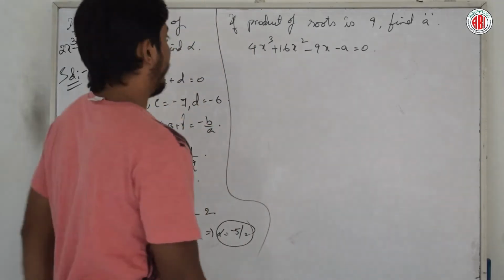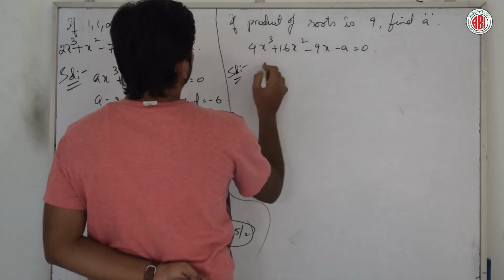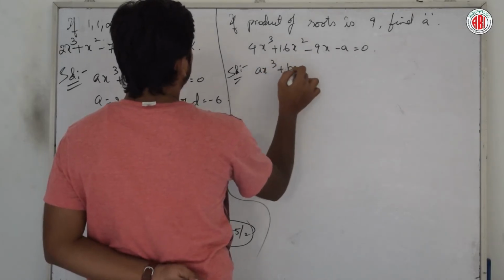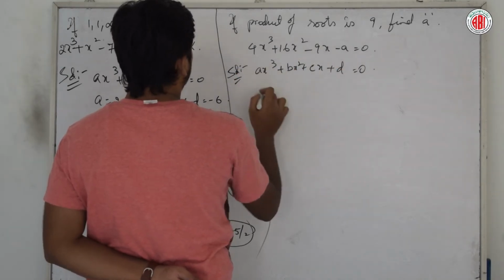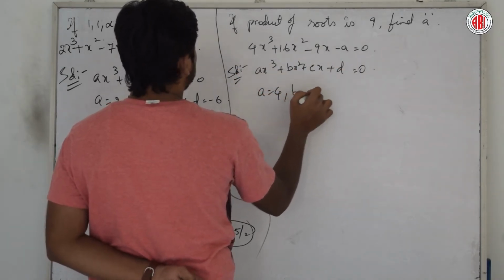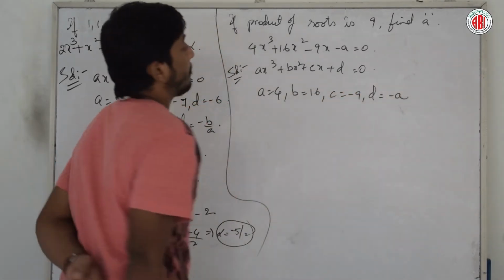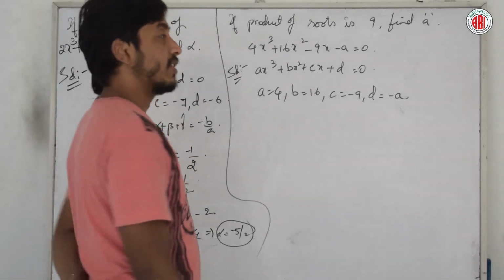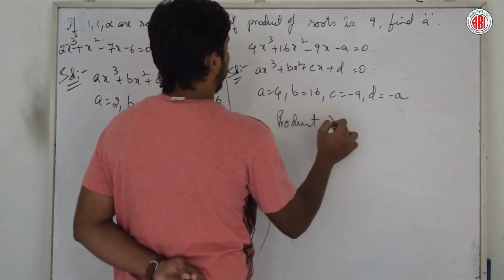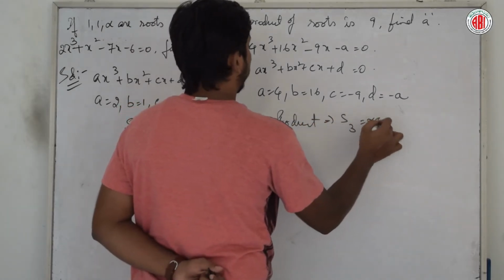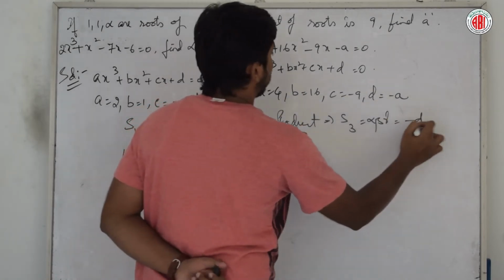Done. So if I compare it with the standard equation, I will get ax cube plus bx square plus cx plus d equal to 0. What is a? A is 4, b is 16, c is minus 9 and d is minus a. Done. What is the formula for the product of roots? For this it will be S3, which is alpha beta gamma, that is equal to minus d by a.